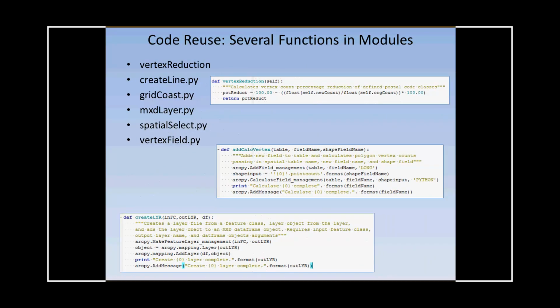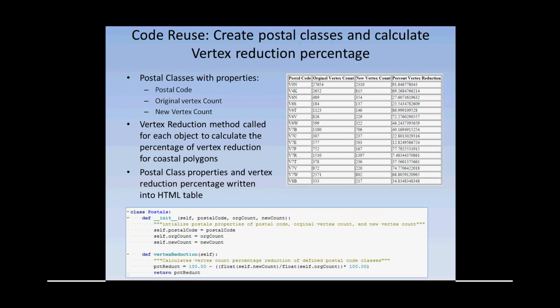Code reuse, several functions that I placed in modules, and within the main code, vertex reduction, which I talked about a little bit, create line, which is creating a polygon to line. I had MXD layer which had the function of create layer, which added a layer to the MXD, and several others you see here.